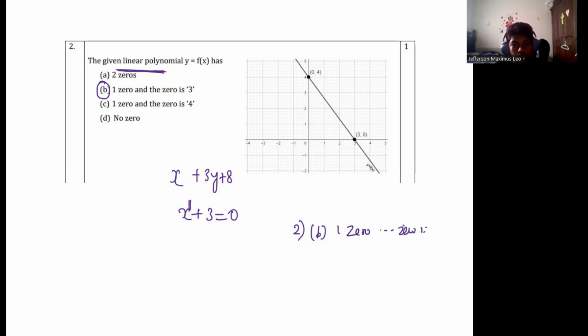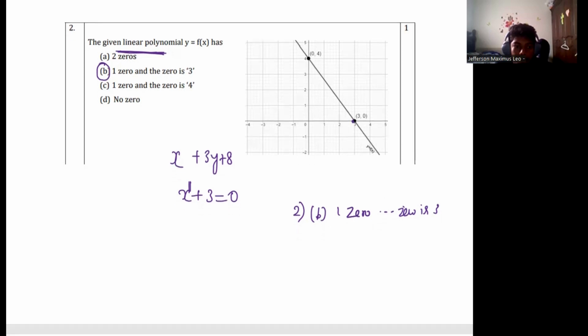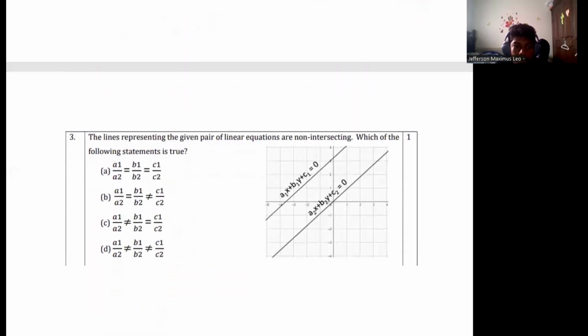This is how you should write it. To find zeros, see where your linear graph crosses the x-axis. Wherever it crosses the x-axis, those points are noted as zeros. Here it crossed at 3. Therefore there is 1 zero alone, and the zero is exactly 3. Shall we move to the next question now? Yes, ma'am. Now, the third one.